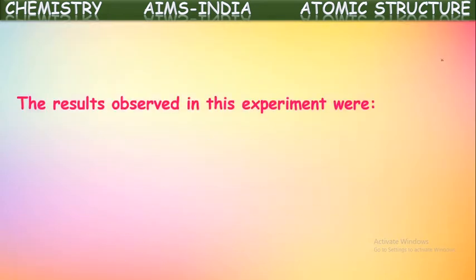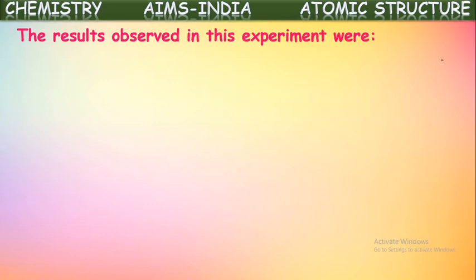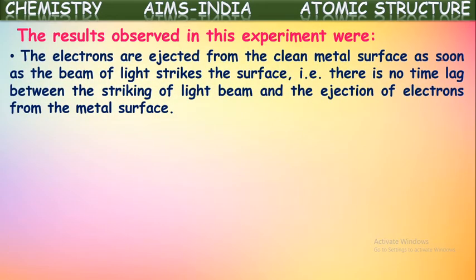Next, the results observed in this experiment are: the electrons are ejected from the clean metal surface as soon as the beam of light strikes the surface. That is, there is no time lag between the striking of light beam and the ejection of electrons from the metal surface. Yes, the striking of light onto the metal surface and the ejection of electrons from metal surface both will occur simultaneously at the same time. There is no time lag between these two. Immediately, when the light strikes the metal surface, immediately electrons are ejected from it. So these two occur simultaneously at the same time.